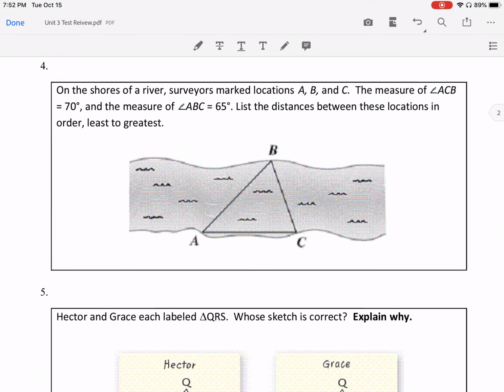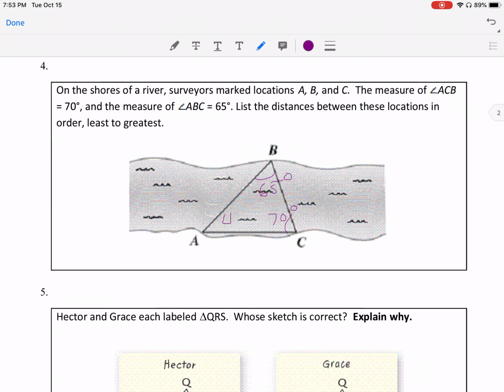Number 4, on the shores of a river, you have this. What you need to do is mark your angles. C here was 70 degrees. B was 65 degrees, so that's 135.